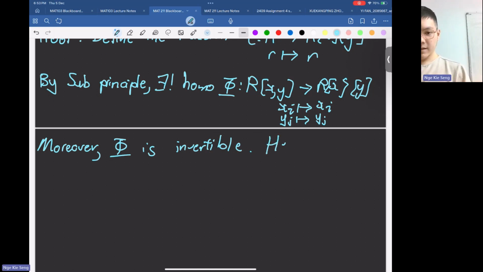So hence, the required isomorphism is obtained.